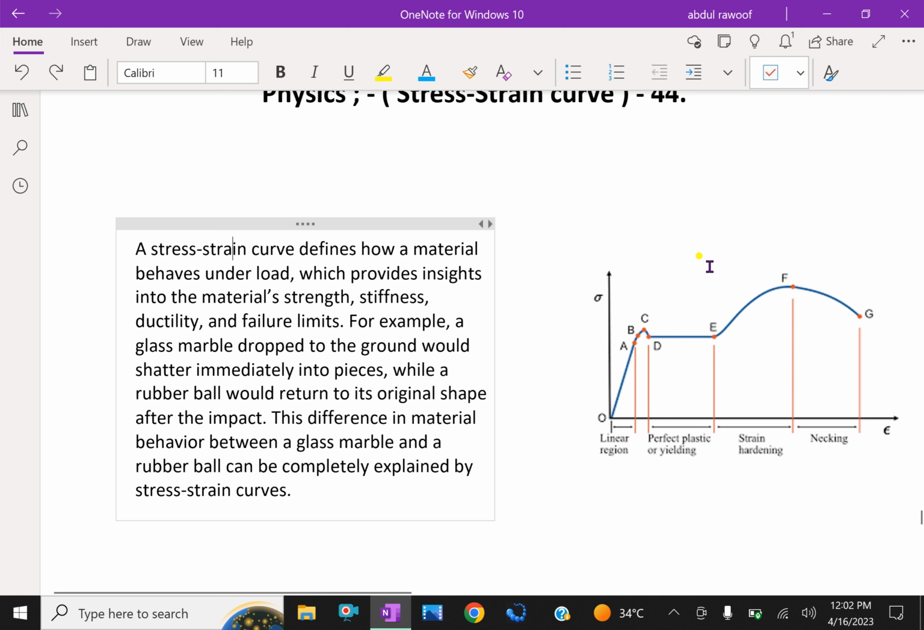If the ultimate strength point D and the fracture point E are close, the material is said to be brittle. If they are far apart, the material is said to be ductile. These are some points on this stress strain curve.